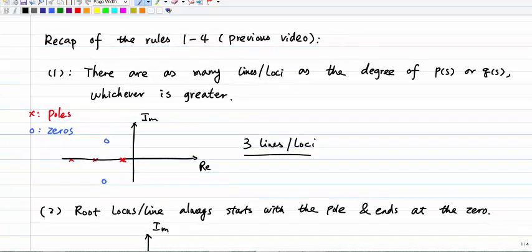Typically we use x to represent poles and circles to represent zeros. So for this case, if I have 3 poles and 2 zeros, I have 3 loci.